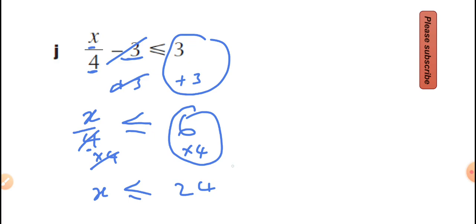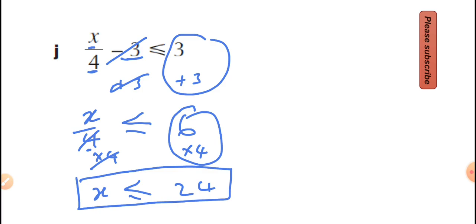So this is the answer. X has to be equal to or less than 24. So if they asked us what's the largest possible value of x, well, x can be 24 because there is an equal sign. Well, this is less than or equal to 24. So the largest possible value for x is 24. So x can be any number that's equal to or less than 24.